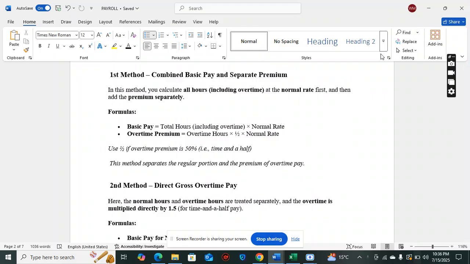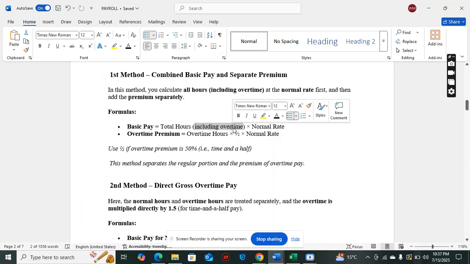So there are three ways to calculate this gross pay with the overtime. The first way, you can get the total basic pay, where you get the total hours, including the overtime hours. The normal hours they worked plus the overtime hours, you get the total hours and you multiply it by the normal rate.